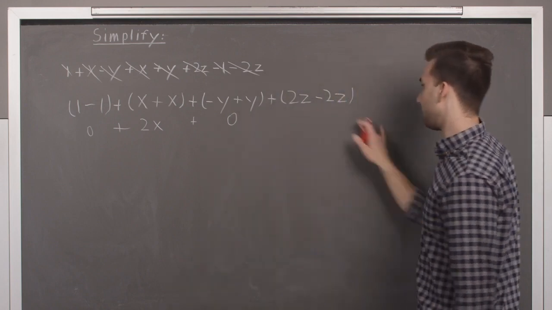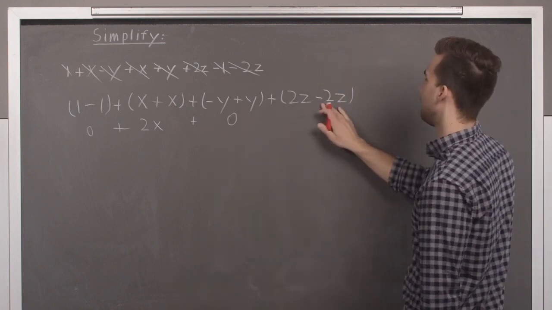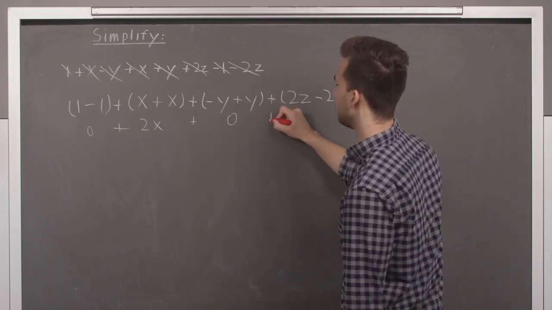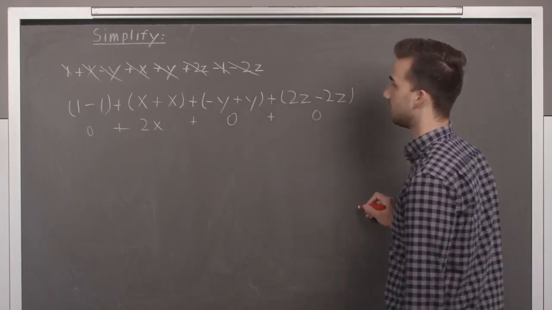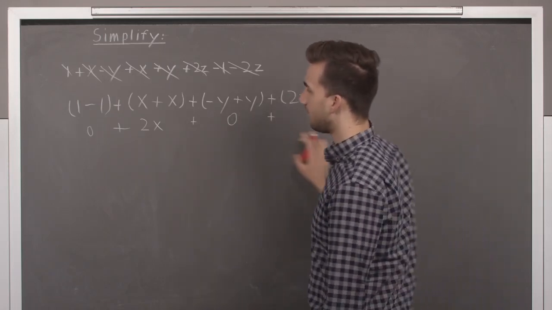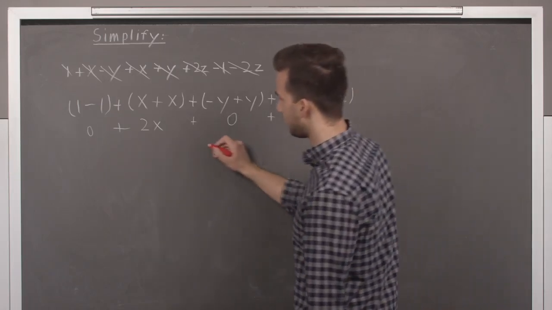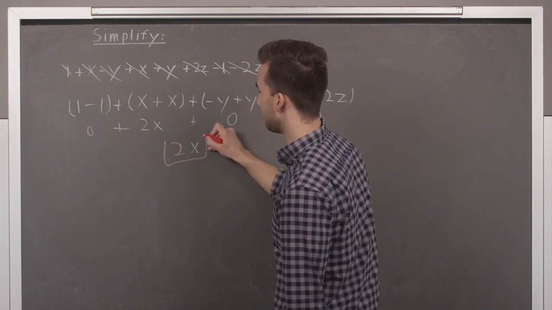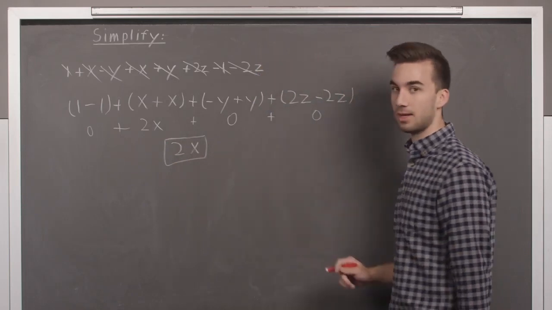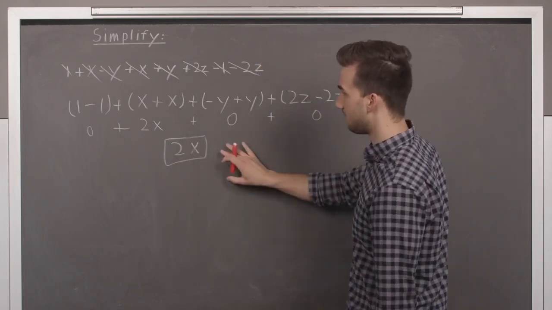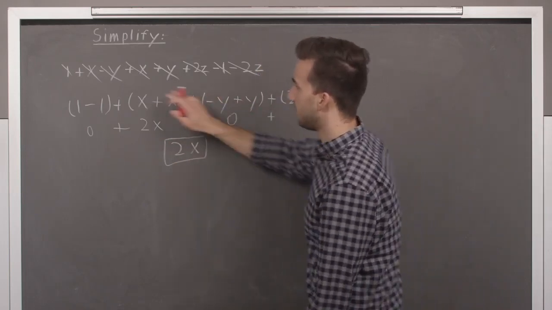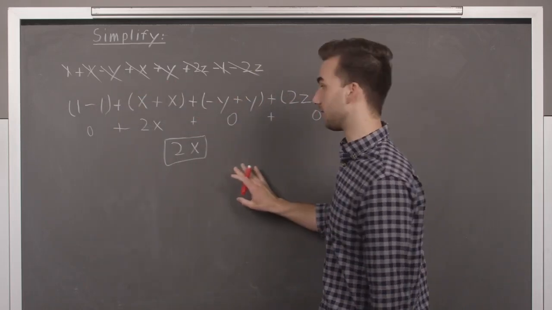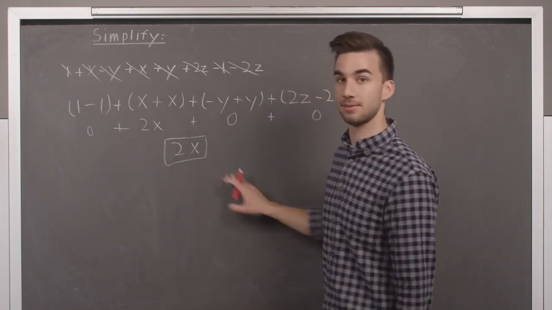And then over here, we have 2 times z, -2 times z. So that also gives us 0z, which is also equal to 0. And so we don't need to write the zeros, so we're left with just 2x, and that's our solution. And that is why we simplify expressions, because sometimes something big and long like this can get turned into something a lot simpler to work with, like just 2x.